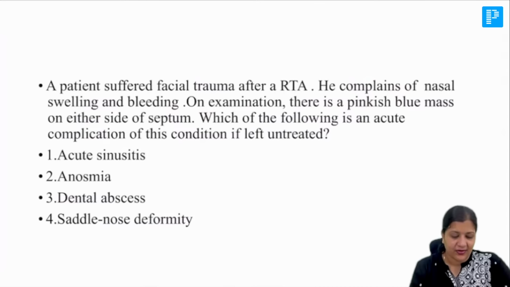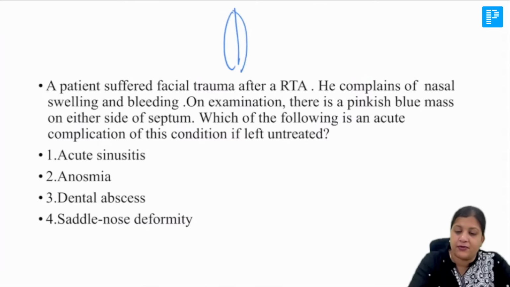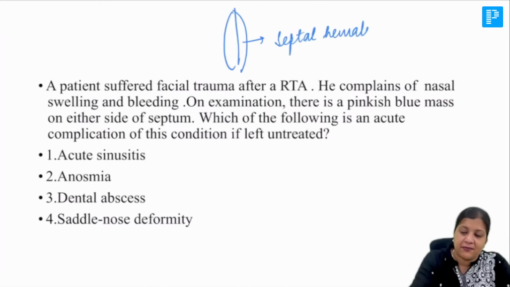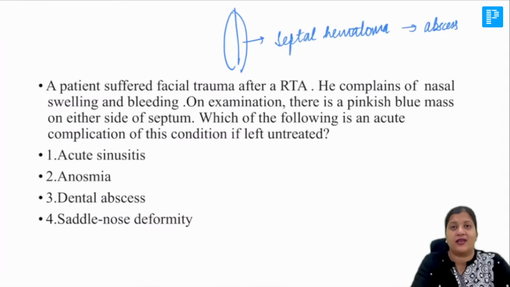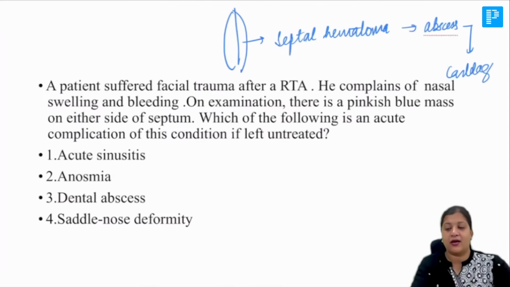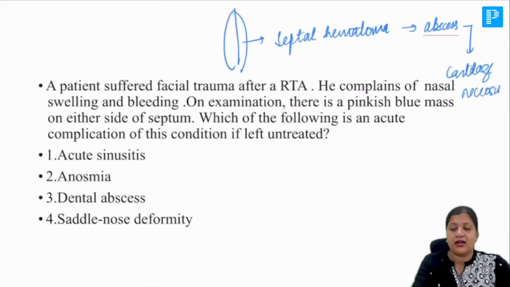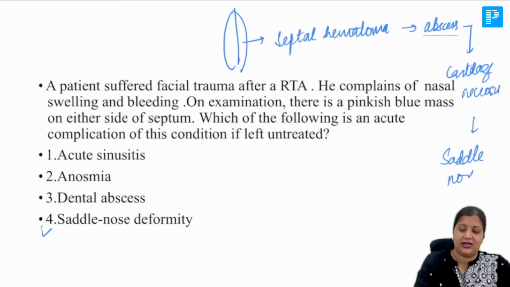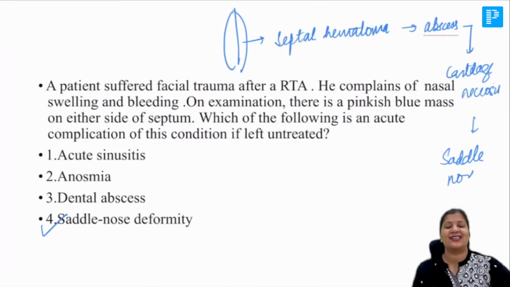Good evening, Achan Khan. So we are seeing here that there is a patient who's had a history of trauma and there is a pinkish blue mass on either side of septum. So we are talking about septal hematoma. If a septal hematoma is left untreated, it can result in a septal abscess. And if the abscess causes infection of the underlying cartilage, there will be cartilage necrosis. And if there is cartilage necrosis, there will be a deformity, which we call saddle nose deformity. So this is one of the acute complications if it is left untreated.